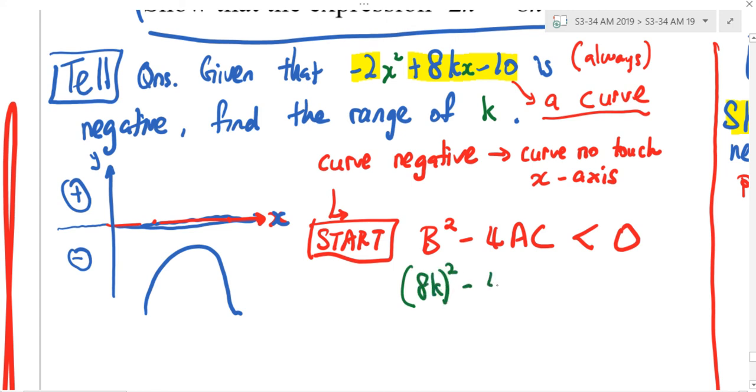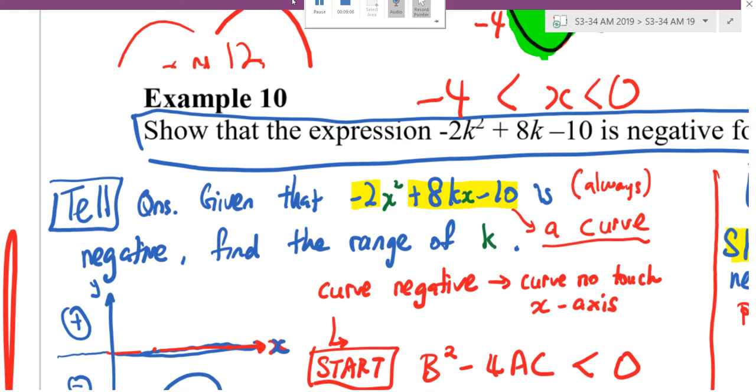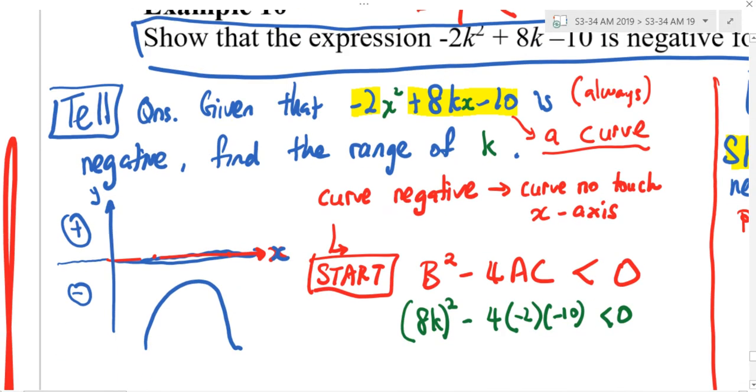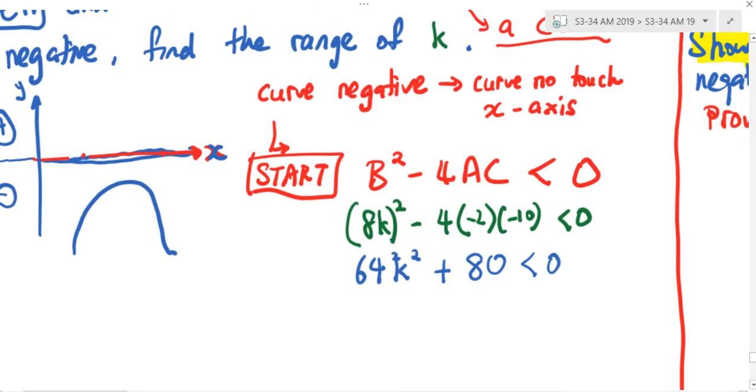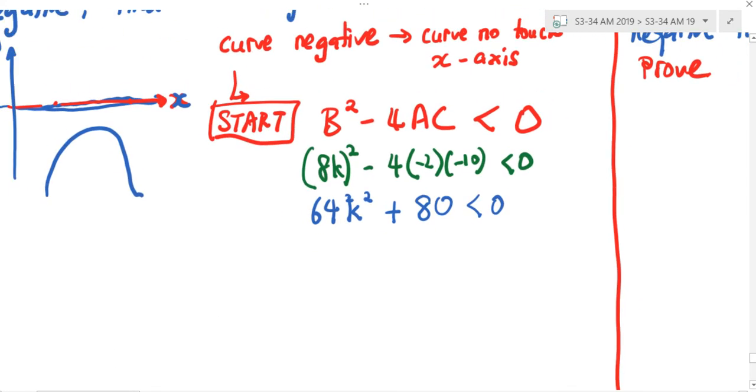8K squared minus 4, negative 2, negative 10, less than 0. Now let's continue. This is 64K squared. What's the answer here? Plus what? 80. Right, bigger. Is this big enough? That's the biggest I can go. Maybe I try the font size.